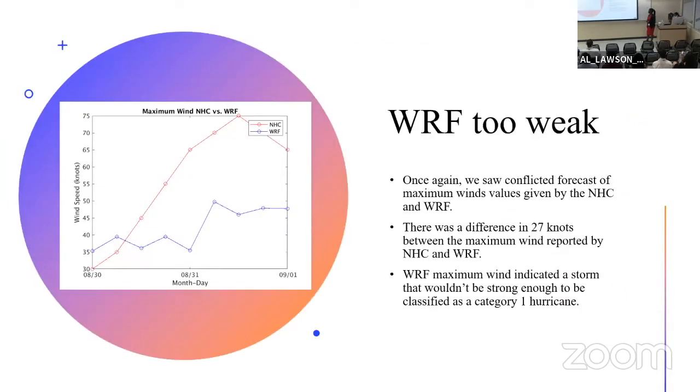Then moving on to the maximum wind, also essential for being able to categorize a hurricane. Here there was as large as a 27 knot difference between the maximum wind reported by the National Hurricane Center and the WRF model. Basically the WRF model highly underestimated this storm, and if we went based off that, it wouldn't be classified as a hurricane itself.